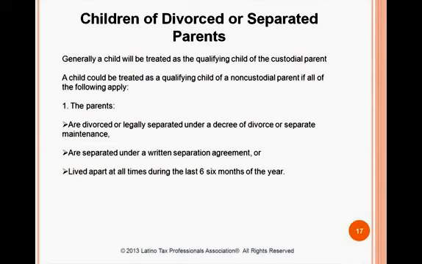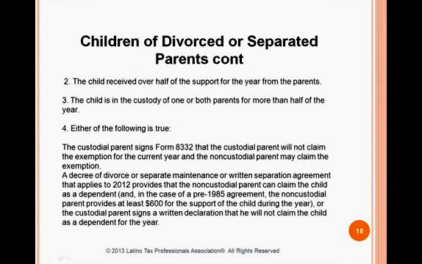Now, children of divorced or separated parents. Generally, a child will be treated as the qualifying child of the custodial parent. And that's the key, even with the 5 tests that we spoke of a minute ago. A child could be treated as a qualifying child of a non-custodial parent if all of the following apply. 1, the parents are either divorced or legally separated under a decree of divorce or separate maintenance, or are separated under a written separation agreement, or lived apart at all times during the last 6 months of the year.